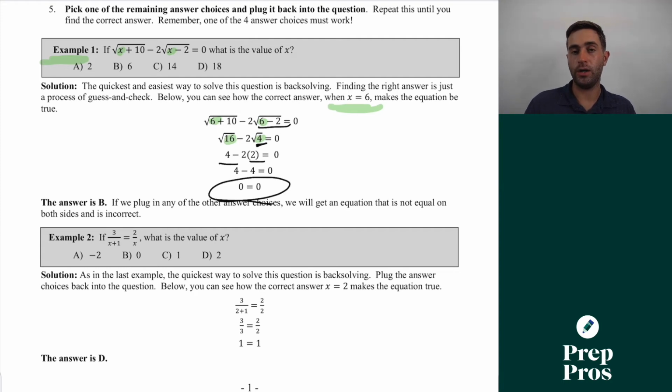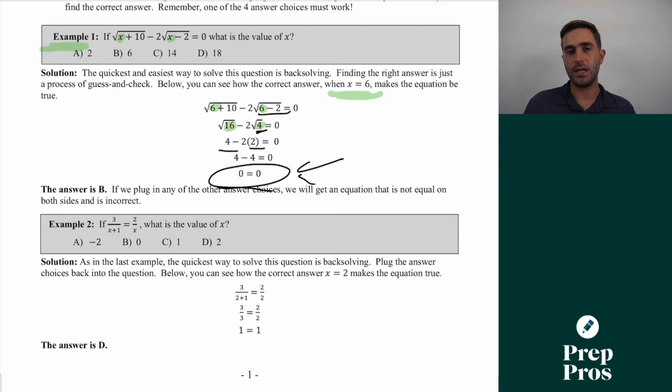Because I get to this point of 0 equals 0, both sides of the equation being equivalent to each other, that tells me that I have found the right answer. If you ever do this and you get an expression which is not mathematically true, that's going to let you know that you did not find your correct answer there.